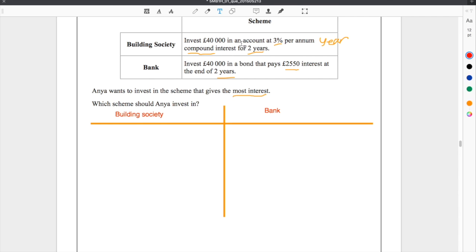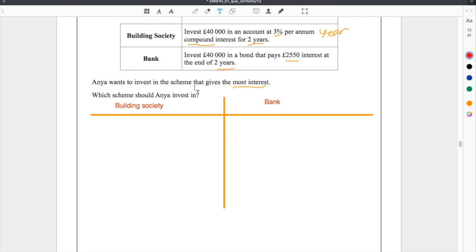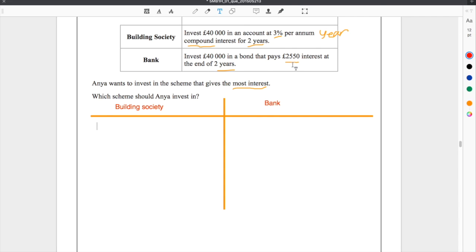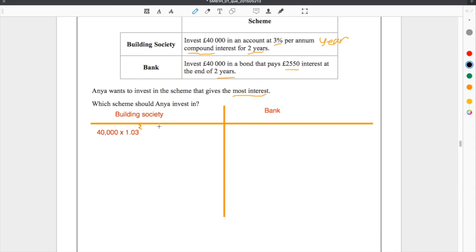And for the building society, we need to work out the amount that Anya will have at the end of the 2 years. So we do this by typing into our calculator 40,000, which is the initial value, multiplied by 1.03, okay, to the power of 2 because it's 2 years. Okay, that's a 2. And just so you're sure exactly what I've done there, all I've done is calculated this 1.03 by doing 100% plus the percentage of interest, which is 3%.